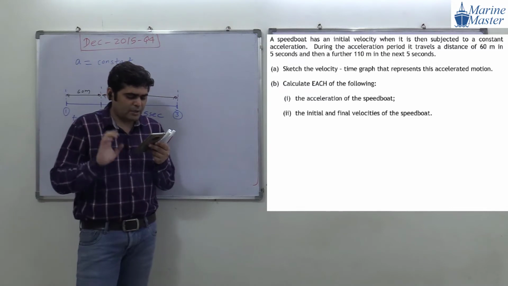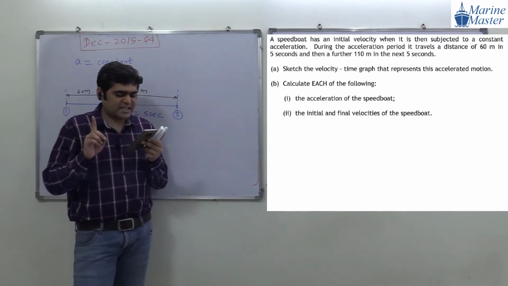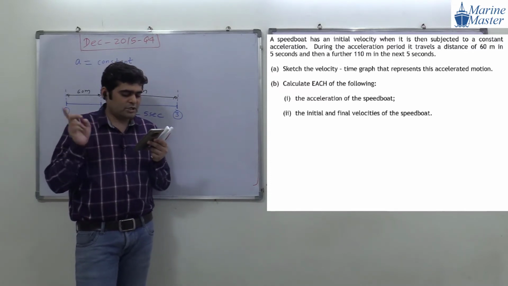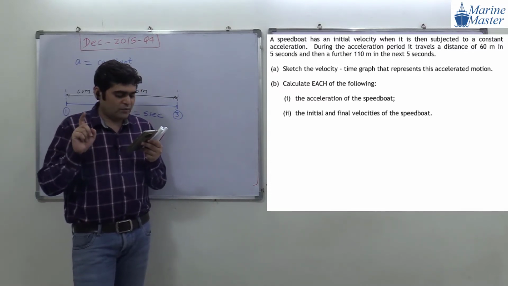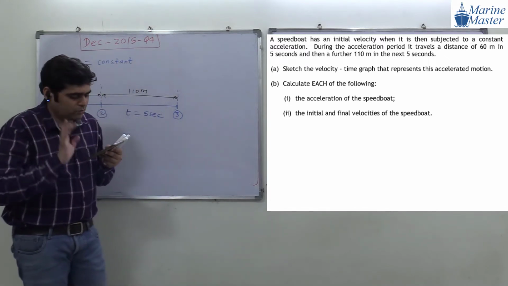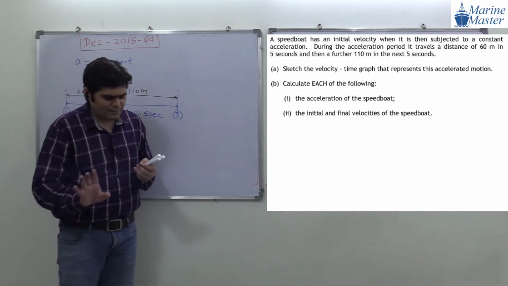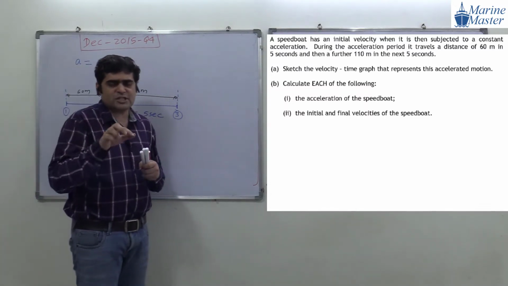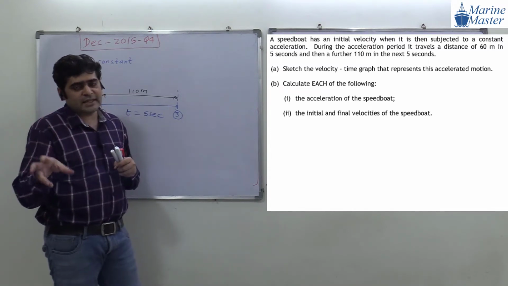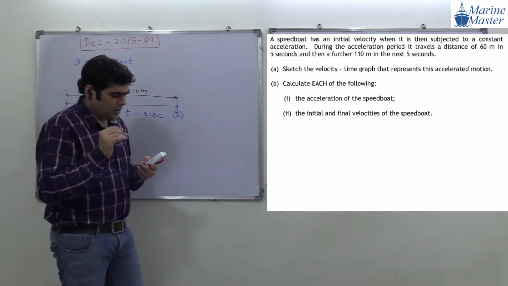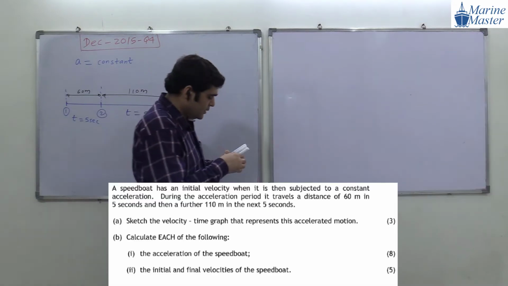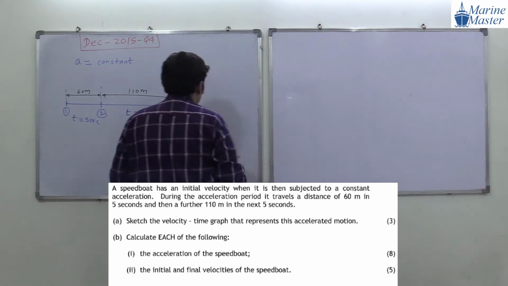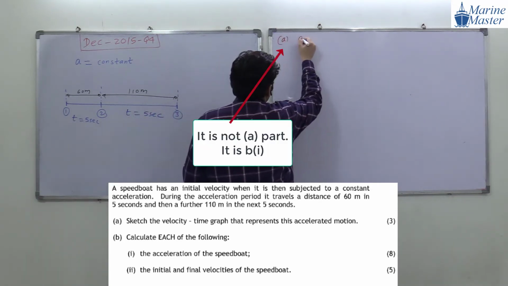We will see that after part B. In B's first part, what are they asking? The acceleration of the speedboat. And in B's second part? The initial and final velocity of the speedboat. So first of all, we are going to solve B's first part and B's second part, and then we will go to part A. Now, what is our target in B's first part? We have to find out the acceleration.